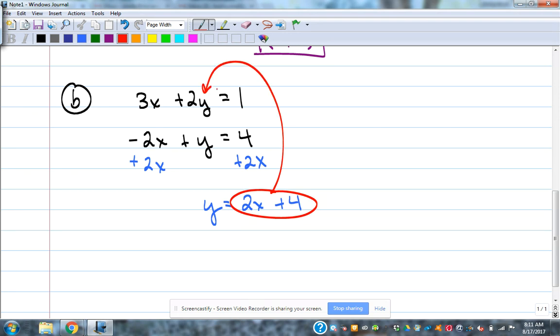That's right. 3x plus 2 times (2x plus 4) equals 1. So I'm just substituting 2x plus 4 for y in the other equation.